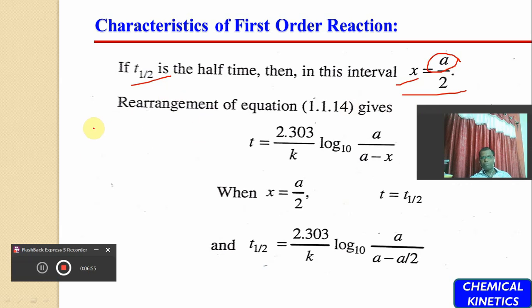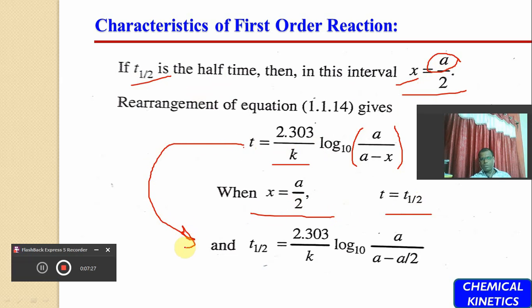That's why this equation k is equal to 2.303 upon t log to the base 10 of a upon a minus x can be rearranged in the form of time as t is equal to 2.303 upon k into log of a upon a minus x. So we will put t1 by 2 instead of t and a by 2 instead of x. Just very simple. So whenever x is equal to a by 2 and t is equal to t1 by 2, then this equation can be rearranged as t1 by 2, t is replaced by t1 by 2, is equal to 2.303 upon k into log of a upon a minus x, where x is replaced by a by 2 again.